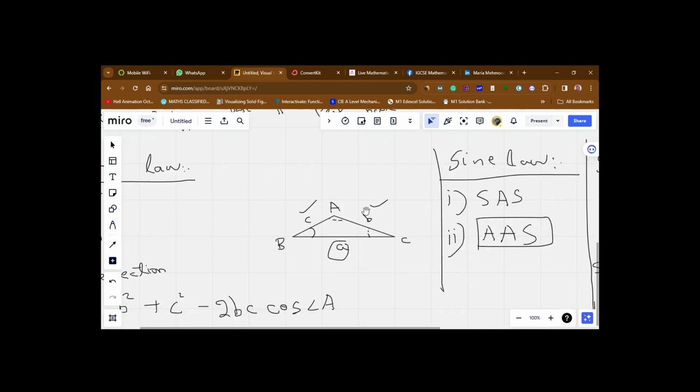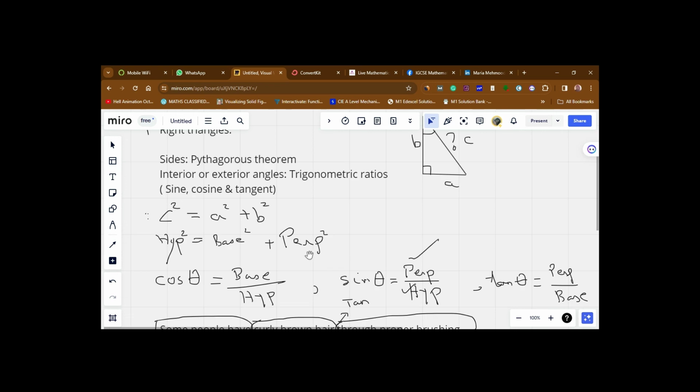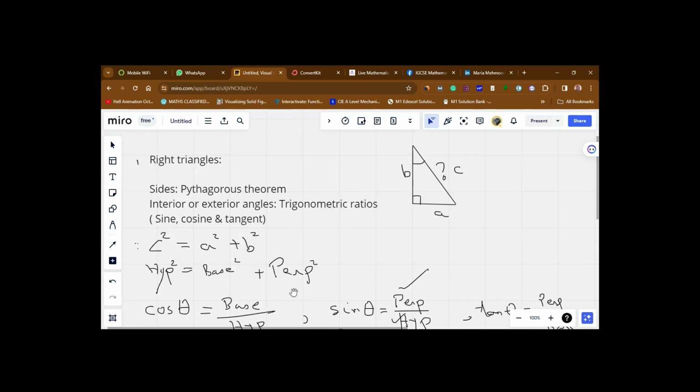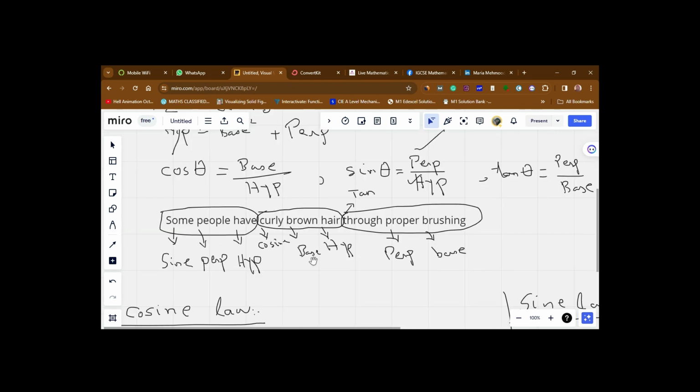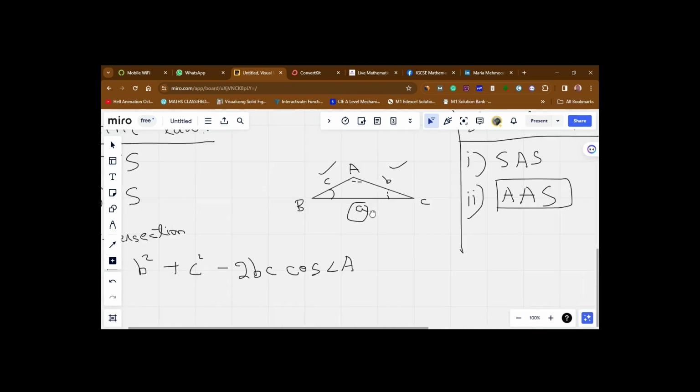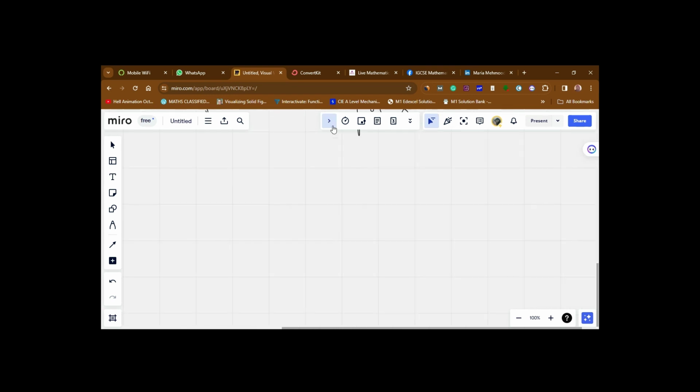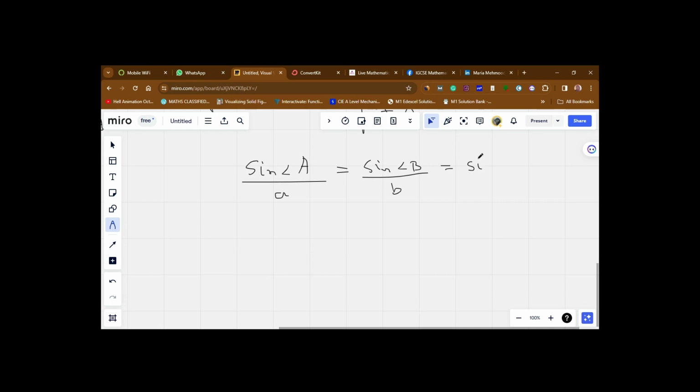So this is it. I just explained in summary when you use the Pythagoras theorem and the trigonometric ratios, and when you use sine law and cosine law. And what is the sine law? I forgot to write the formula of the sine law. The formula of the sine law is this. Sine of interior angle A divided by the side which is opposite to vertex A equals sine of interior angle B divided by the side which is opposite to vertex B equals sine of interior angle C divided by the side which is right opposite to vertex C. This is the formula of the sine law.